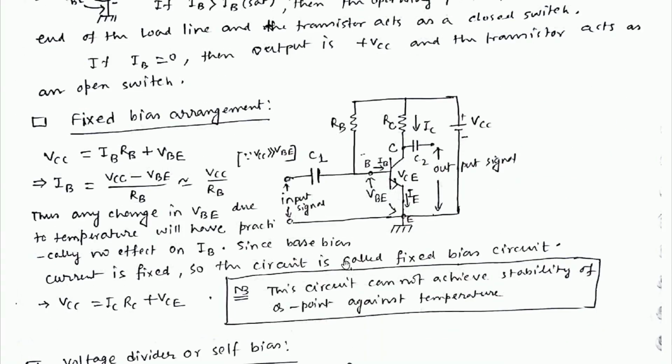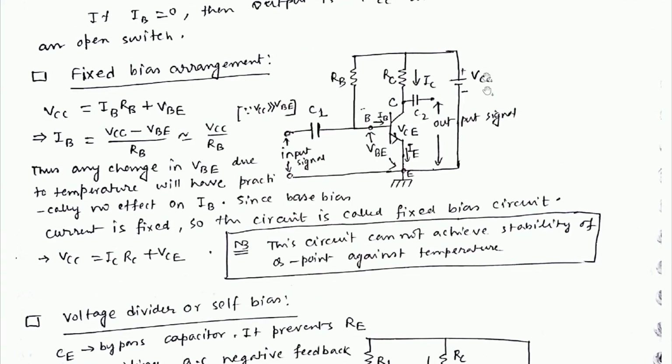Now fixed bias arrangement. The biasing is fixed and it is fed by two resistors RB and RC. So this is a fixed bias arrangement circuit, and the calculations are trivial, so I am not going to explain this. This circuit cannot achieve stability of Q point against temperature. This is the drawback of this fixed bias arrangement.